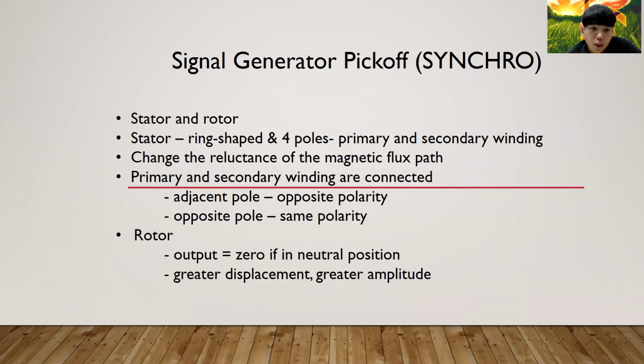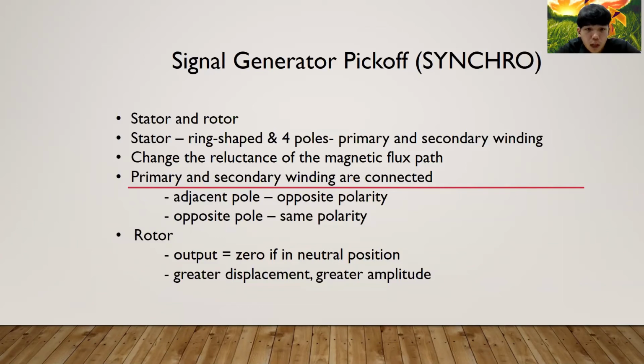So the peacock consists of stators and rotors. A stator is ring-shaped and has 4 poles. Each pole consists of primary and secondary winding, so it can change the reluctance of the magnetic flux path. When primary and secondary windings are connected, the voltage induced in adjacent poles will be of opposite polarity, but for the opposite poles, it will be of the same polarity.